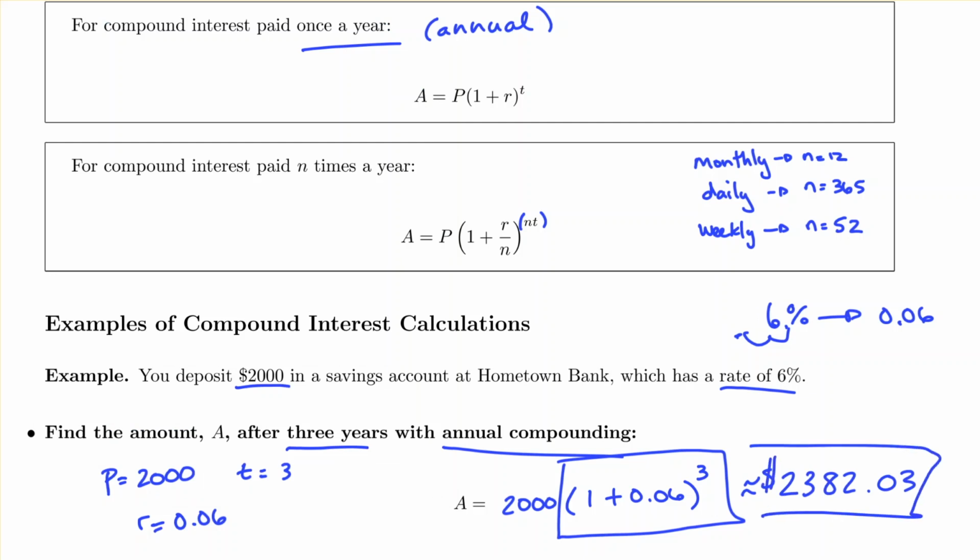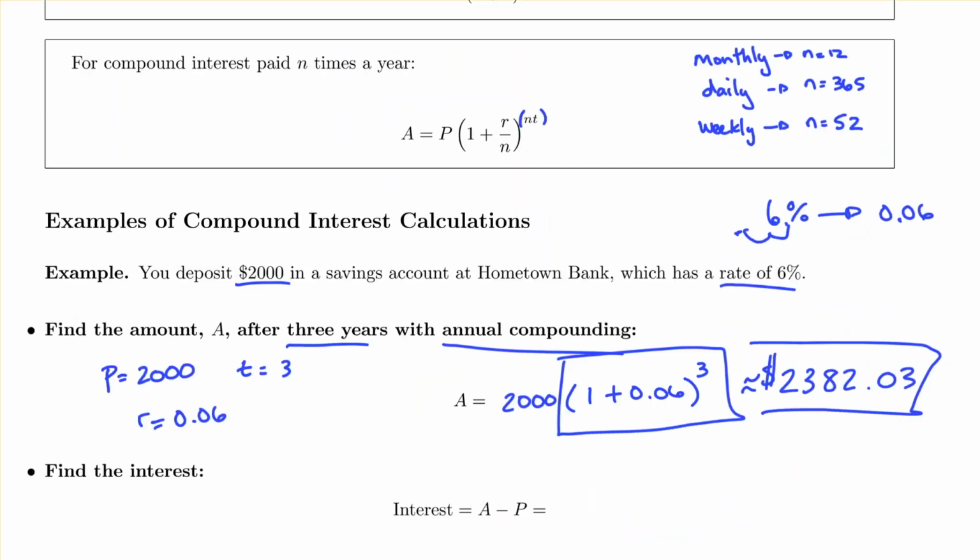So that's the amount balance after 3 years. And then if we're asked to find the exact interest, that's the amount minus the principal. So 2382.03 minus the original $2,000 we put in will give us $382.03 as the interest only.